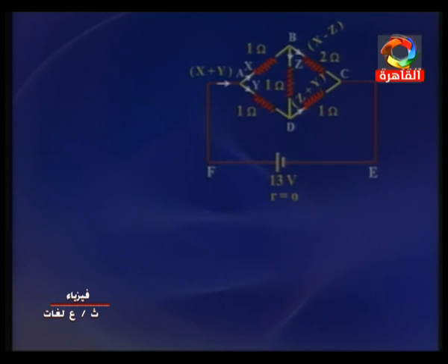Current X at node B divides into a portion Z, and the rest, which is X minus Z, passes through the 2 ohm resistor. At node D, what happens? Current Y and current Z combine, so we've got Z plus Y at the 1 ohm resistance between the 2 points D and C.